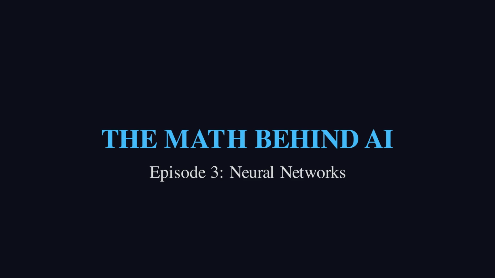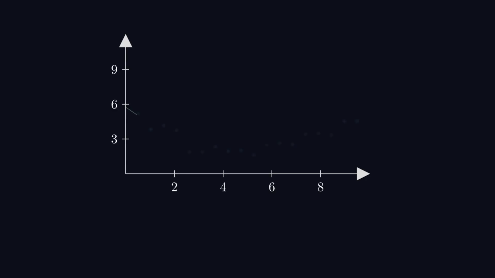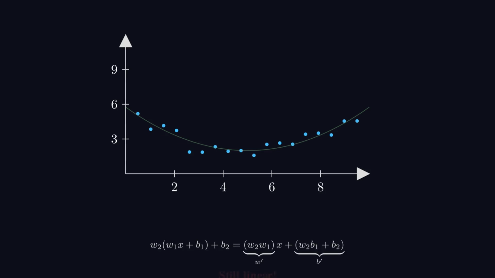Welcome to neural networks. Let's see why a single line fails. Here's some data that follows a curve. No matter how we adjust W and B, our line can't capture this pattern. We need something more expressive.